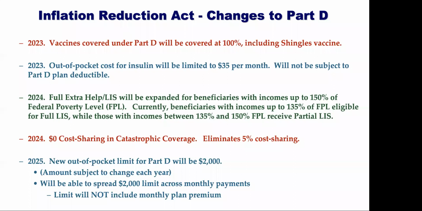And now here comes the biggest benefit of all. In 2025, there will be a new maximum out-of-pocket limit for Part D prescription drug costs of $2,000 for the benefit year. $2,000. So people who are paying $5,000, $6,000, $8,000, $10,000 a year, people who are in the donut hole, people who are in catastrophic coverage, you will be limited out-of-pocket cost of $2,000. The amount will be subject to being adjusted each year for inflation.